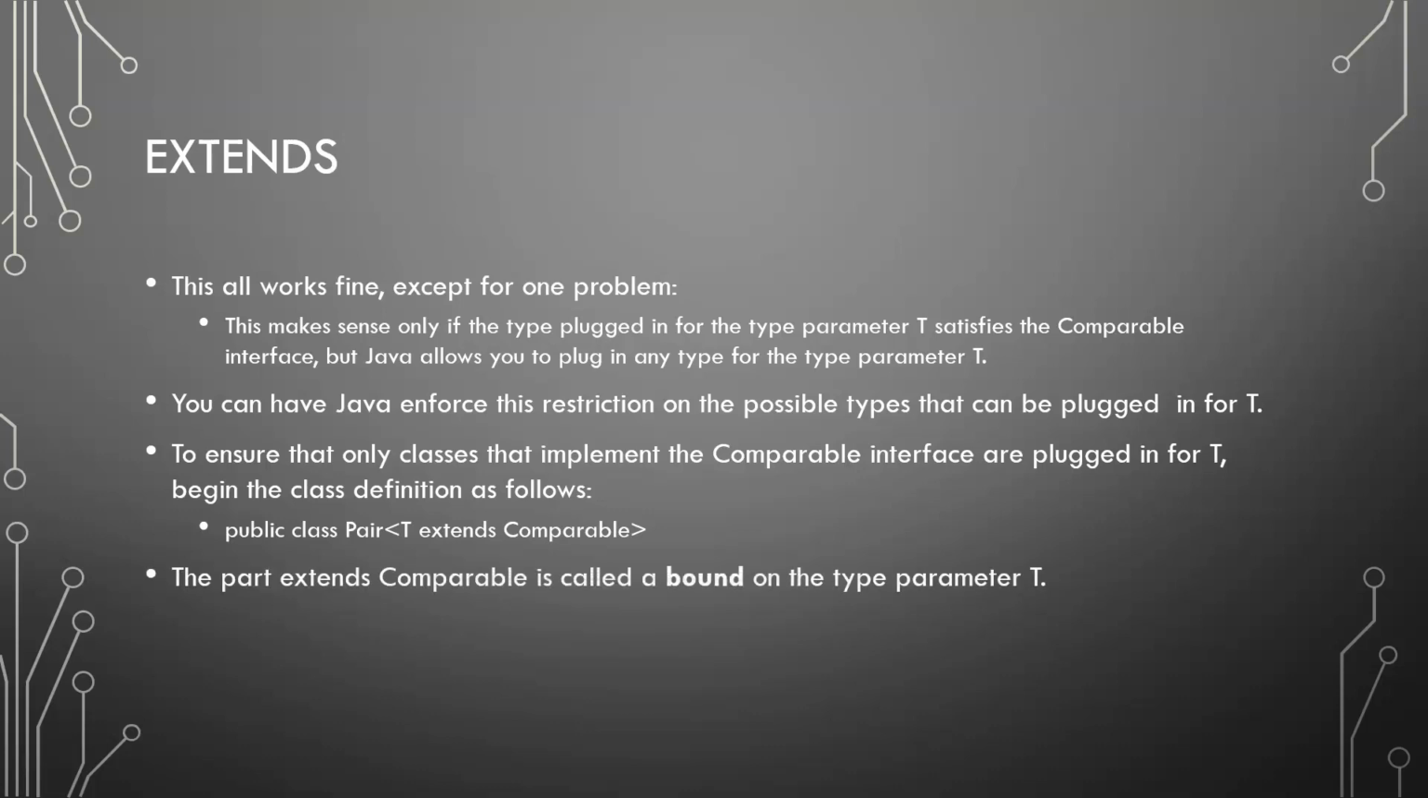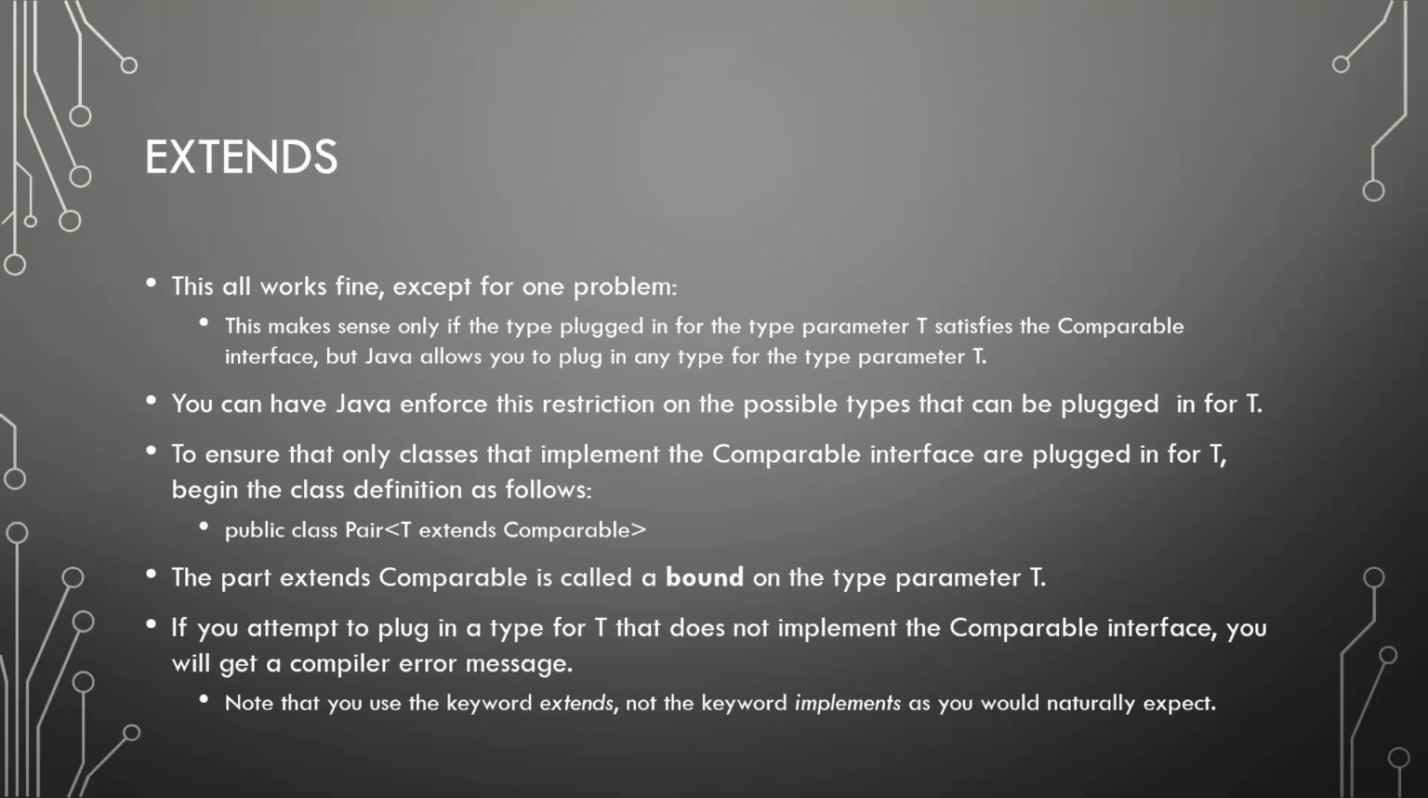The part "extends Comparable" is called a bound on the type parameter T. Now, if you attempt to plug in a type for T that does not actually implement the Comparable interface, you're going to get a compiler error message. Note that in this case you use the keyword extends, not the keyword implements, as you might naturally expect, because it's an extension of the Comparable type in this case.